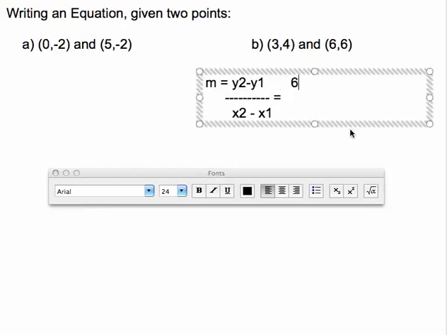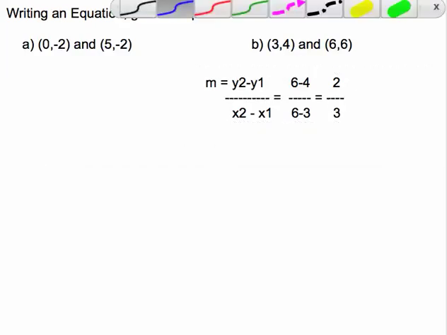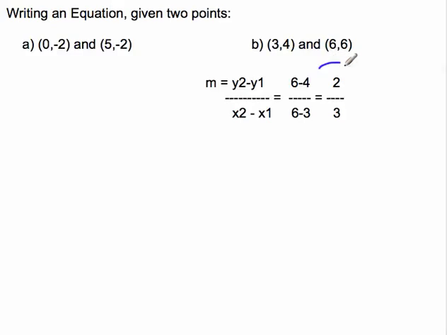So on my numerator I do 6 minus 4. That's going to be placed over 6 minus 3, which is x2 minus x1. So I get 6 minus 3. And when I evaluate that, I end up with 2 over 3. So my slope is going to be 2 over 3. I'm going to circle it just so that we have it. So remember that. That's going to go into the equation.